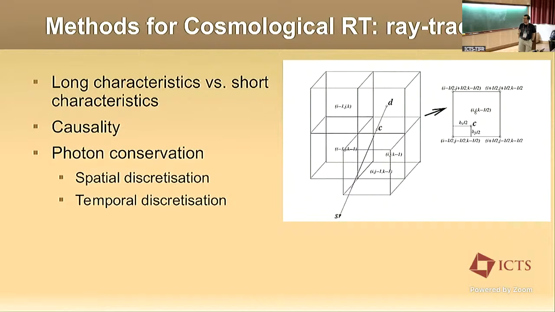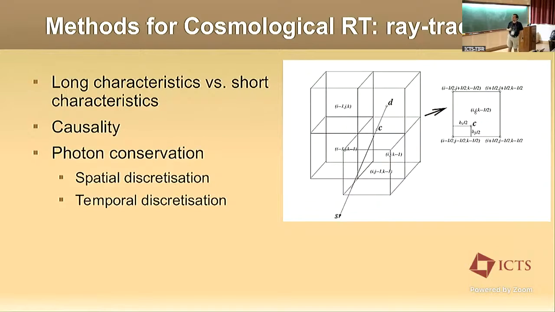So long characteristics is you start from the source and you just go all the way through and you calculate everything. Short characteristics is a little bit different. So you start from the source, but you only go to the next cell. And then what you get as an effect on the next cell is a kind of weighted average of how these two cells affect this cell. And then you get the weighted average of these two cells will affect the next cell and so on. So you do a kind of interpolation along the way.